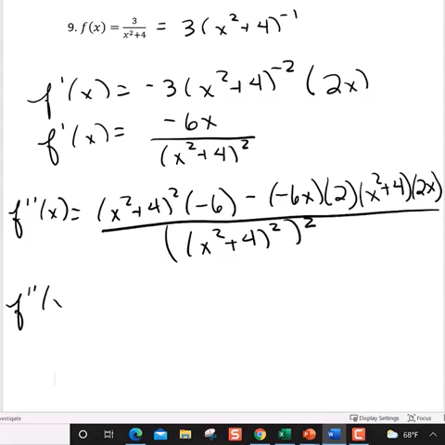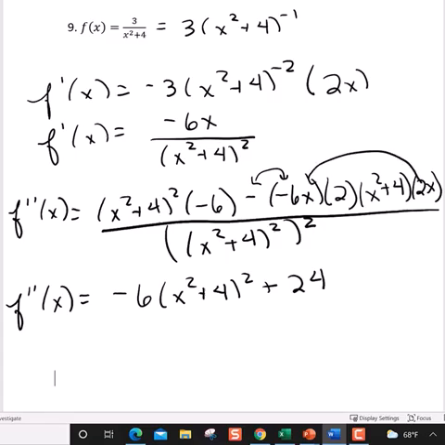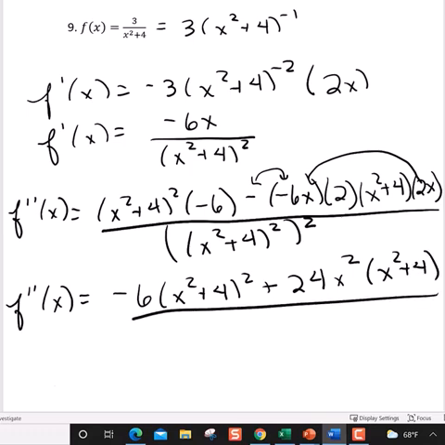Lots to do here to make it look a little bit better. I'm going to bring the −6 in front, make it (x² + 4)². This negative right here, I'm going to make that a positive. I have 6 times 2 times 2, that would be 24. I have an x and an x, I'm going to call that x², and I have x² + 4, all over (x² + 4)² is power 4.